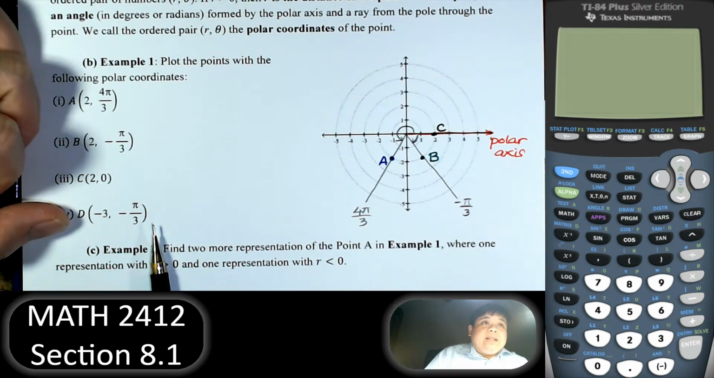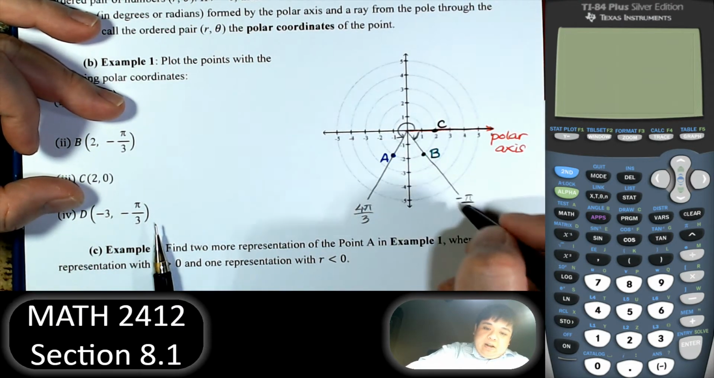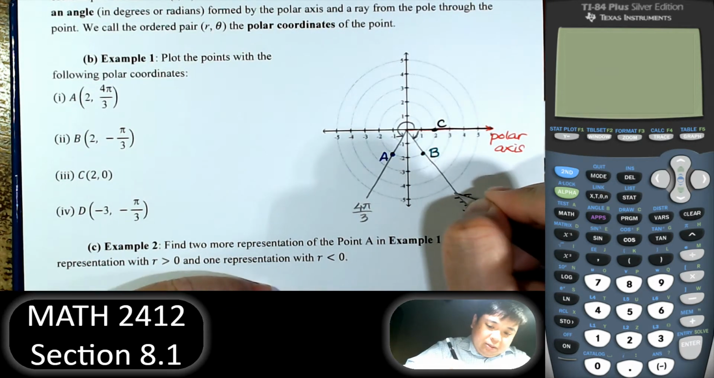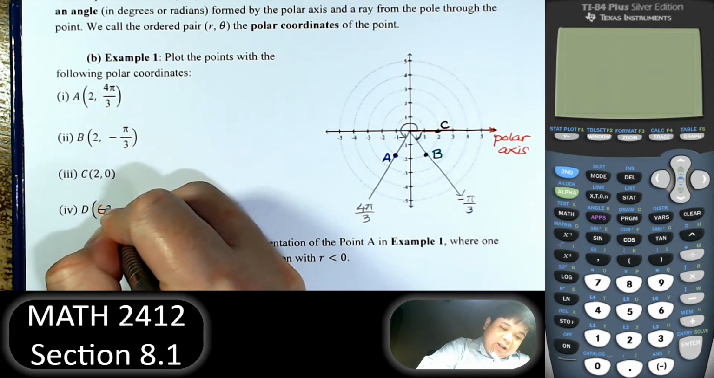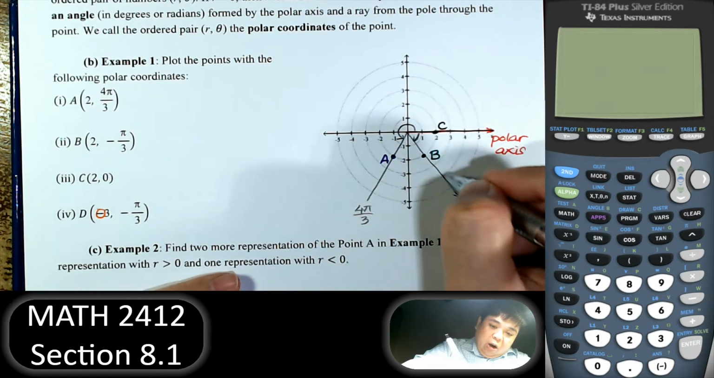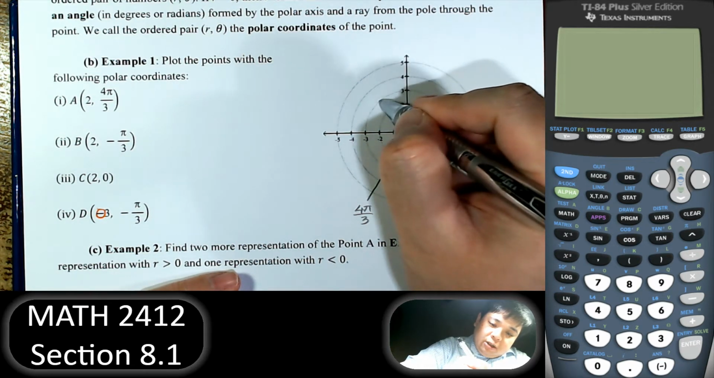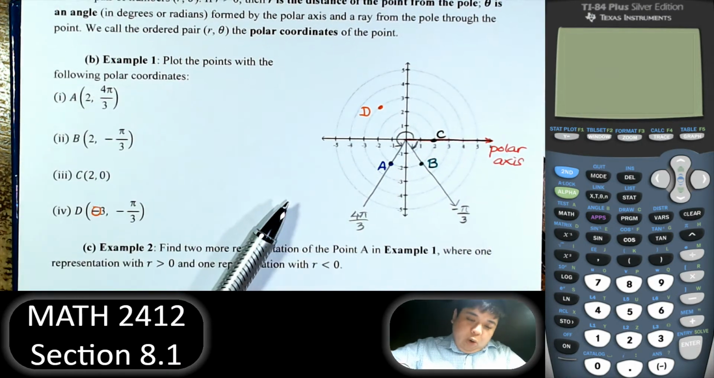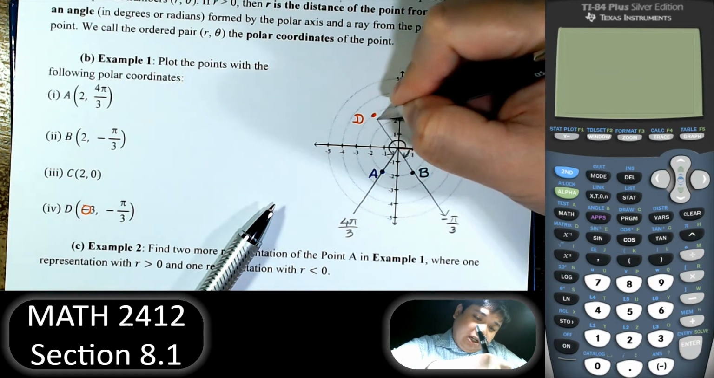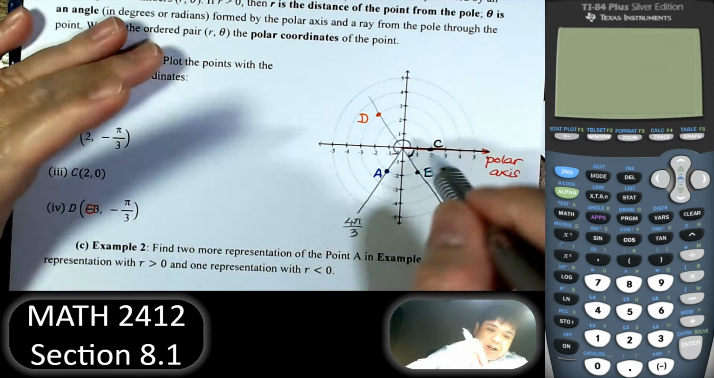And finally, this is negative 2 and negative pi over 3. Negative pi over 3 is this ray. However, because of the negative in r, instead of going along the ray, in the same direction as the ray, we have to go in the opposite direction, and this is point D. If we go the same direction, r is positive, and if we go the opposite direction, r is negative. So that is point D.